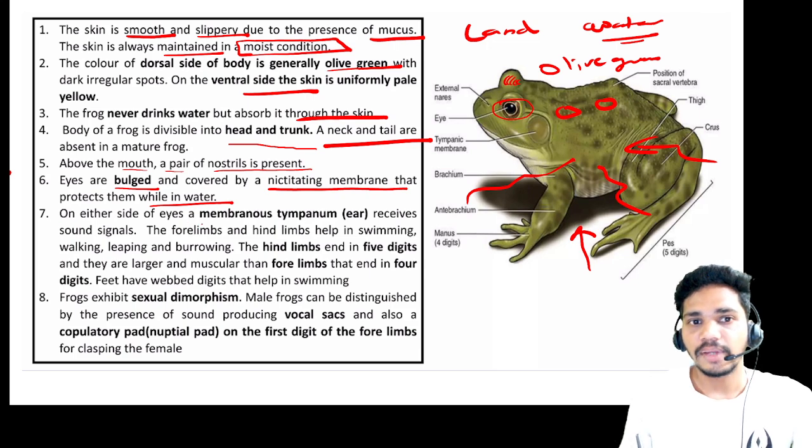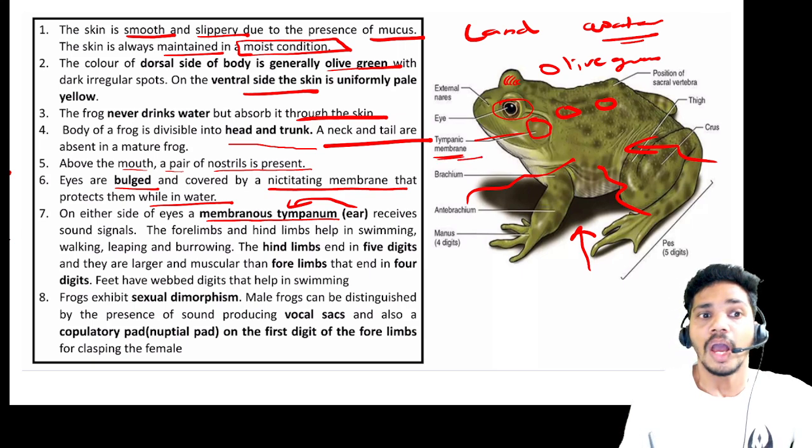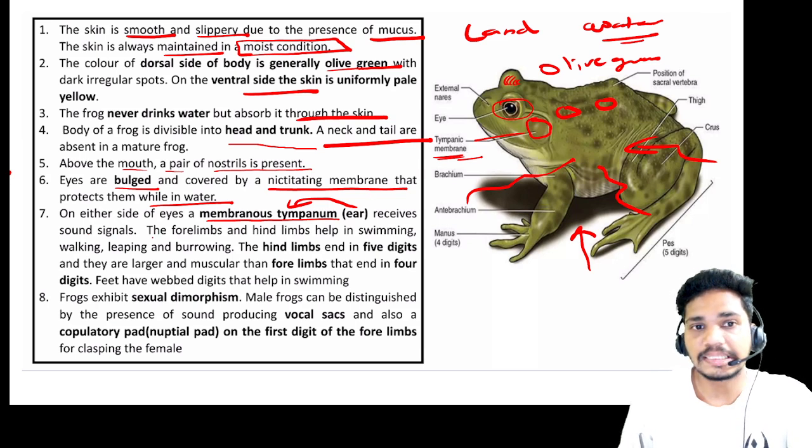On either side of the eyes is the tympanum. तो ear में उनका tympanum रहता है. Can you see that? This is a tympanic membrane. On either side of the eyes, the tympanic membrane, just as we have seen, receives the sound signal. The forelimbs and the hind limbs help in swimming, walking, leaping, and burrowing.